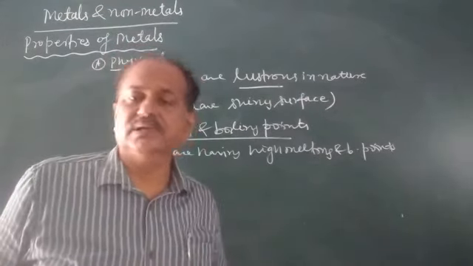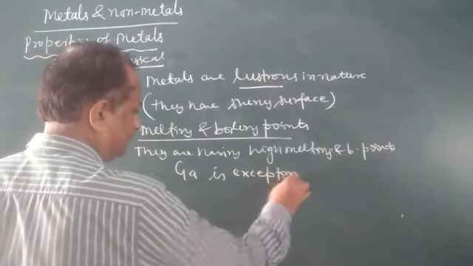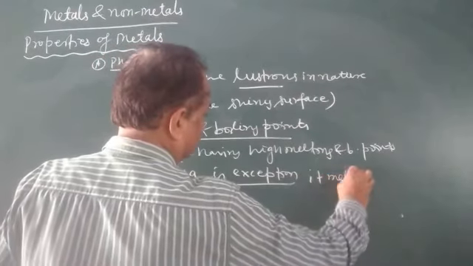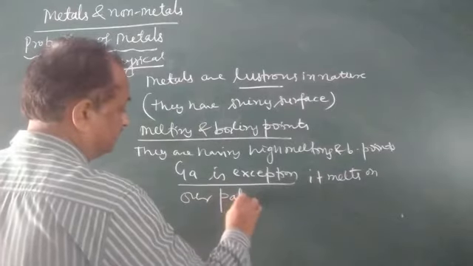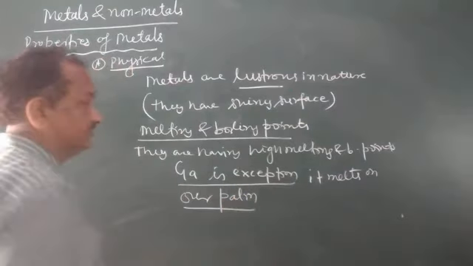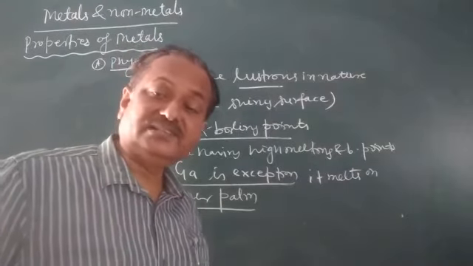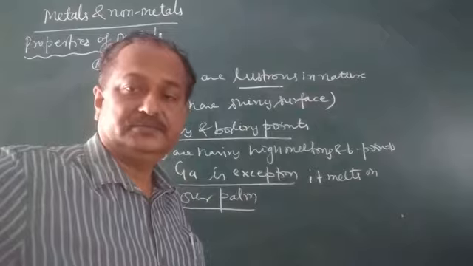But there is an exception. Gallium is an exception. It melts on our palm. It means it has a much lower melting point, just like butter. So this is about the metals.